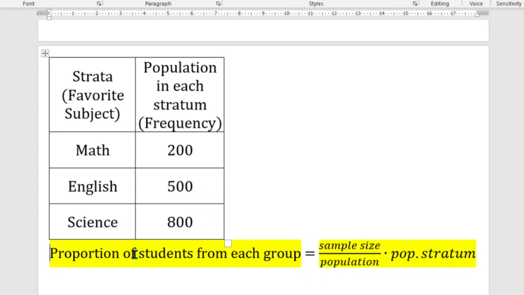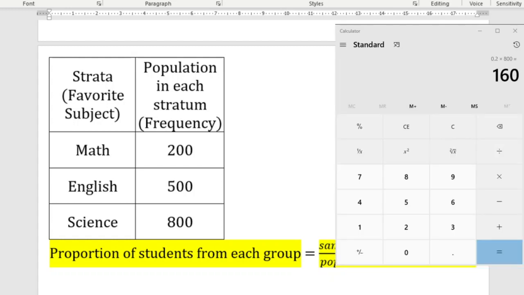Now, we have to determine the proportion of students from each group. How many students whose favorite subject is math will be interviewed, and those students will be part of the sample, which is 300. To do that, we have to follow this formula. We have sample size, 300, over population, which is 1,500, multiplied by the population in each stratum. Let's do that using our calculator.